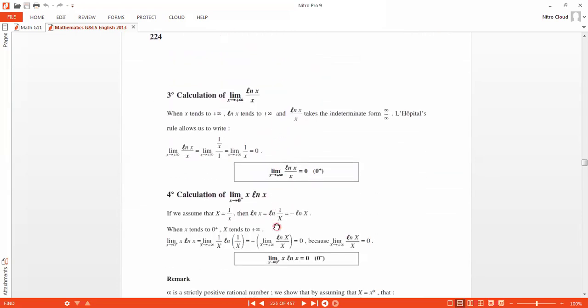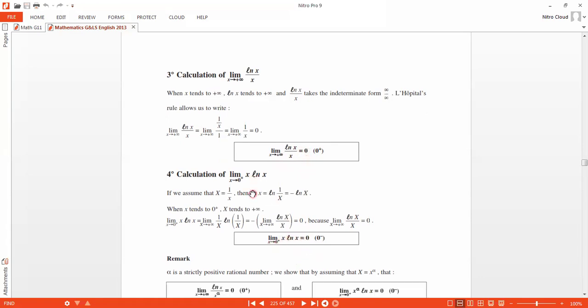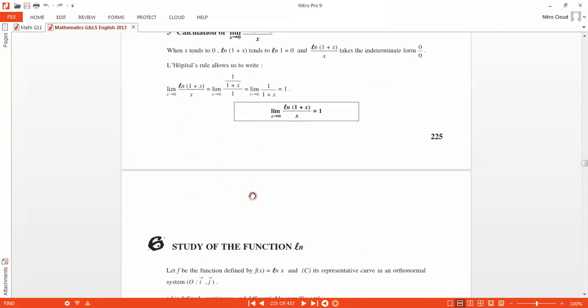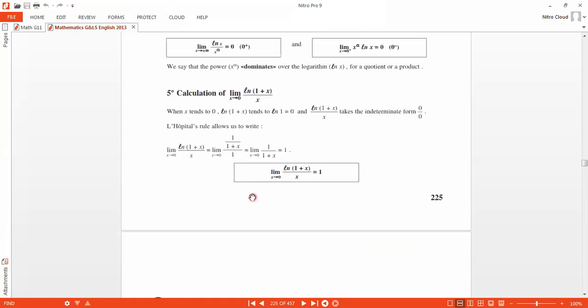But you have two things to study. If you have len x over x, when x tends to plus infinity, you can put it directly 0. And if you have x len x, when x tends to 0, you can put it directly also 0. So those are the only properties for the limits.